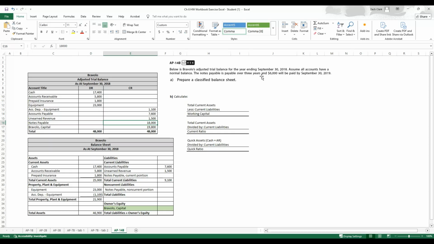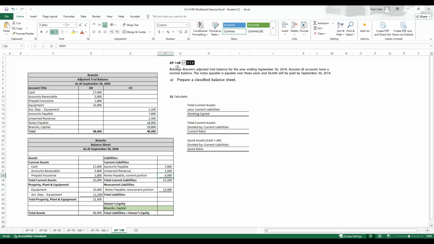So it tells us that the notes payable is payable over 3 years. $6,000 is going to be paid within the next 12 months. So out of this $18,000, since $6,000 of it will be paid in the next 12 months, the current portion is $6,000. And then the non-current portion is basically just everything else. So we can take the total minus the current portion. I spelled that wrong. Let me fix that real quick. And so then we break out this $18,000 between current and non-current down here.